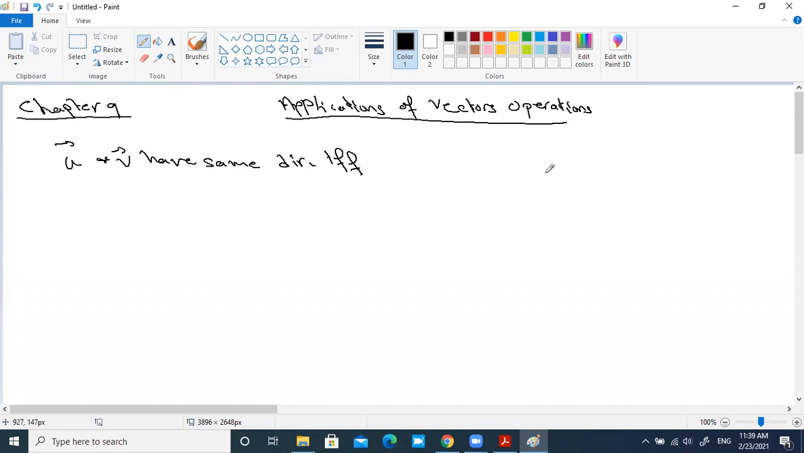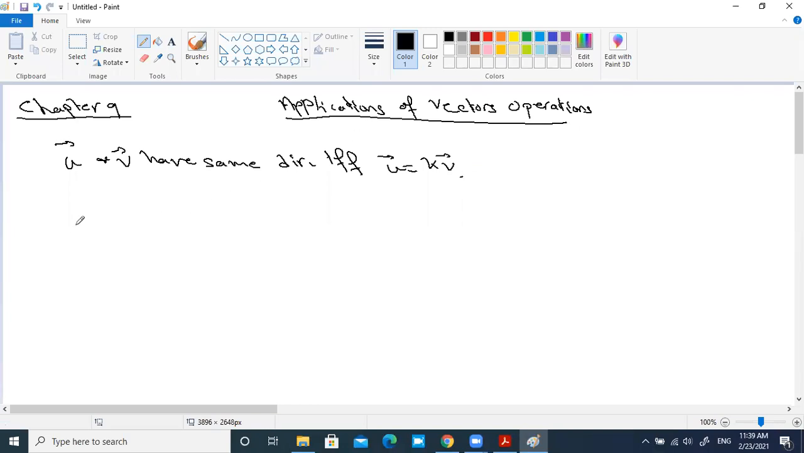Same direction. Let's say here we have vector u, and this is another vector v. These two vectors have the same direction. It means that one of them is equal to a constant times the second. Same sense or opposite sense, but they have the same direction. So in this case, we said u is equal to some constant times v.